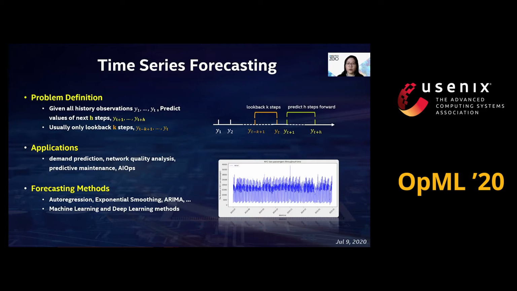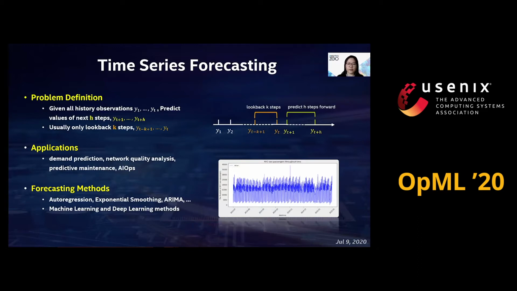So first of all, what is time series? In short, it is a series of data that is observed sequentially in time. Examples of time series include stock prices, sales volume, and several monitoring metrics. Time series forecasting is one type of time series analysis that uses the history to predict the future.